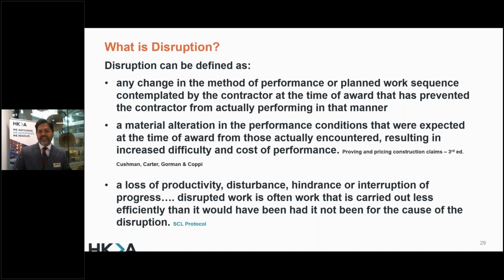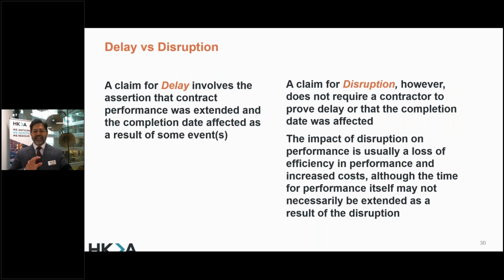So let's look at a quick comparison of delay and disruption. A claim for delay involves the assertion that contract performance was extended and the completion date affected as a result of some events. Prolongation is a critical delay. Disruption is a non-critical delay, resulting in lower efficiency while carrying out your normal working methods. And this is why it becomes important that we find out the impact of disruption on performance.